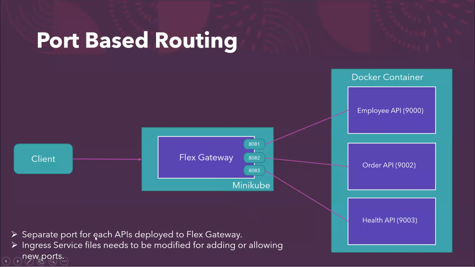So here you have to have a separate port for each API deployed to the Flex Gateway. And every time you have to modify that ingress service file. Right now we have added the port in one of the files, right? You have to modify that file every time.